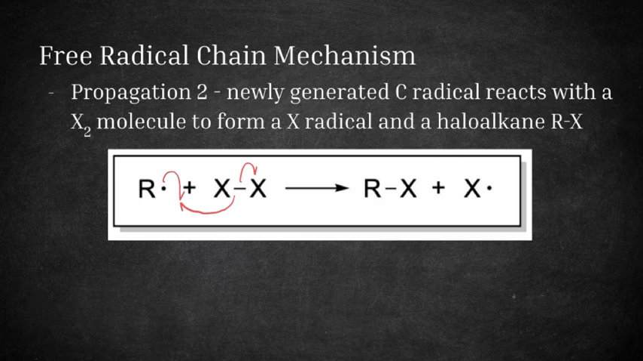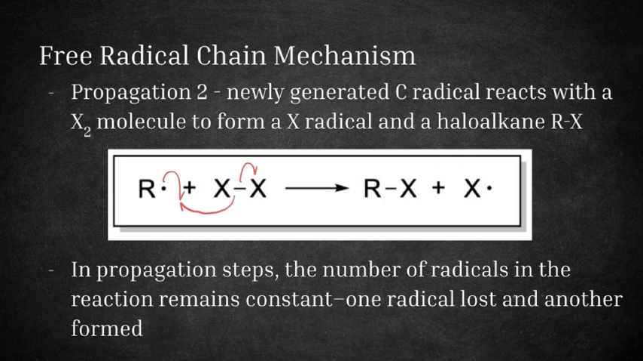Because X2 is required in the second propagation step, it's important that during the initiation step there is only a small concentration of halogen radicals compared to diatomic halogen molecules. This way, there are enough diatomic halogen molecules present for the second propagation step to occur. In the propagation phase of the reaction, the number of radicals remains constant. During the hydrogen atom abstraction step, a CH bond is broken by reaction with a halogen radical, generating a carbon radical and forming HX. Similarly, in the second propagation step, the carbon radical reacts with a diatomic halogen molecule X2, breaking the XX bond and forming a CX bond while generating a new halogen radical.